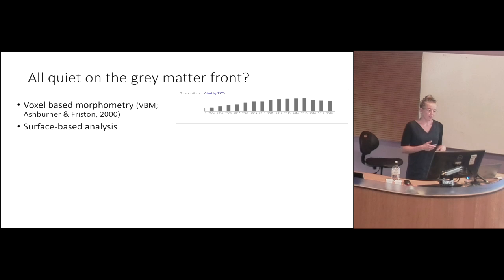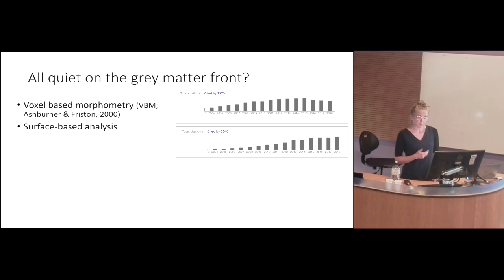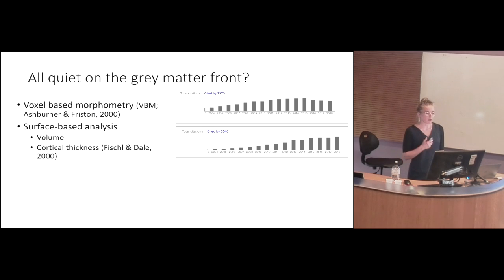A slightly different approach is surface-based analyses, also being used a lot. In general, when you do surface-based analyses, you tend to calculate either volume and/or cortical thickness. And that's good, that's interesting information. So we use this shape-based way of tracking volume and thickness.